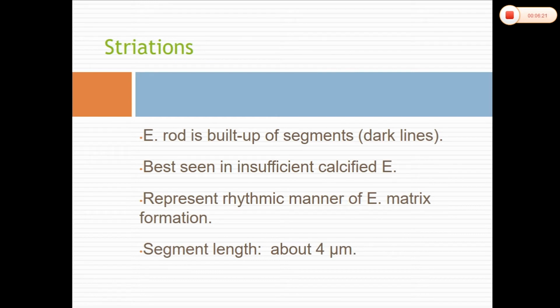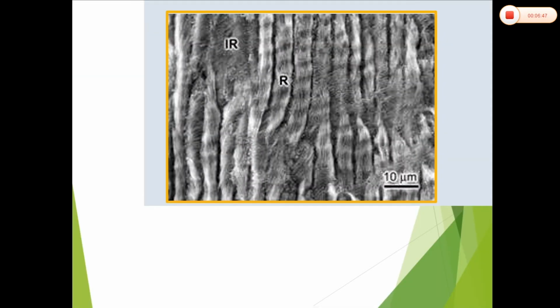Also we see the striations of enamel. The enamel rod is built up of segments, and the dark lines represent the rhythmic manner of enamel matrix formation. They represent how the enamel is built in many stages, in a rhythmic manner of enamel matrix formation. This is the rod and this is the interrod.